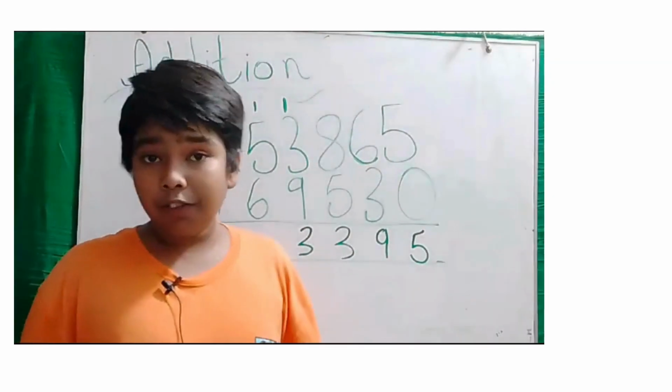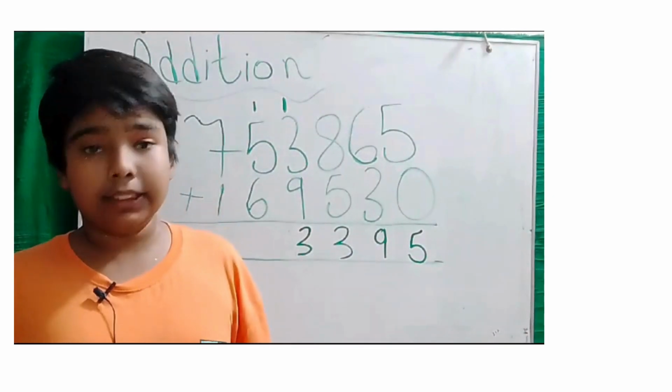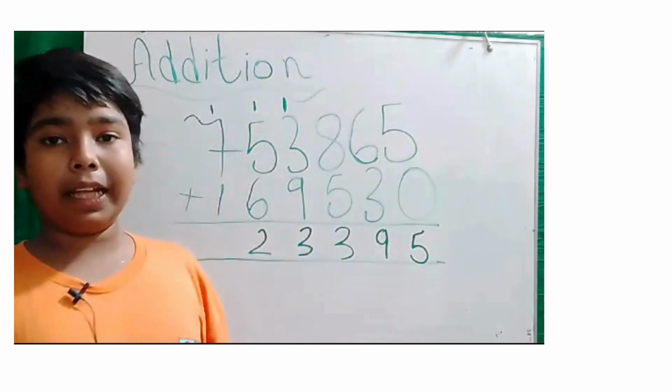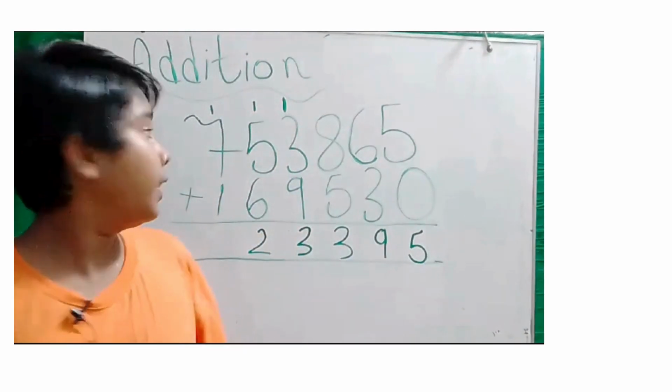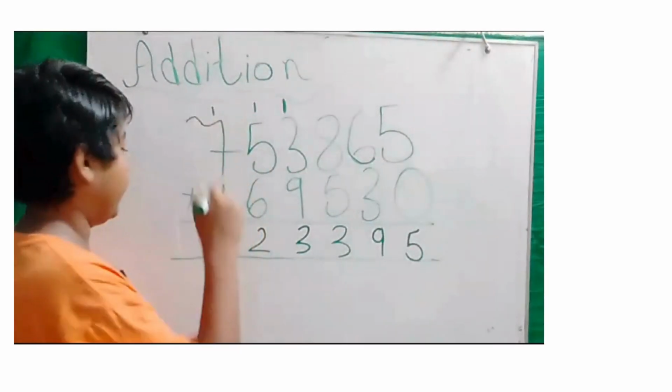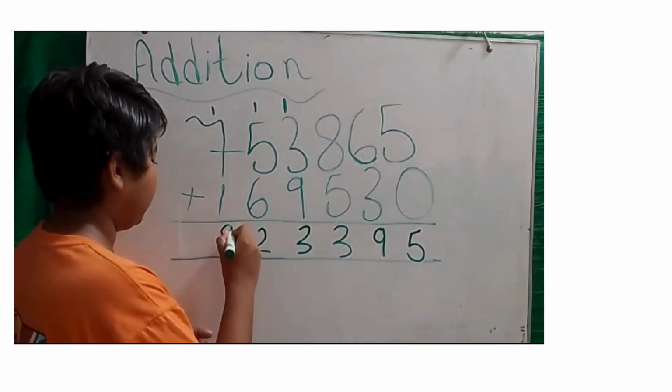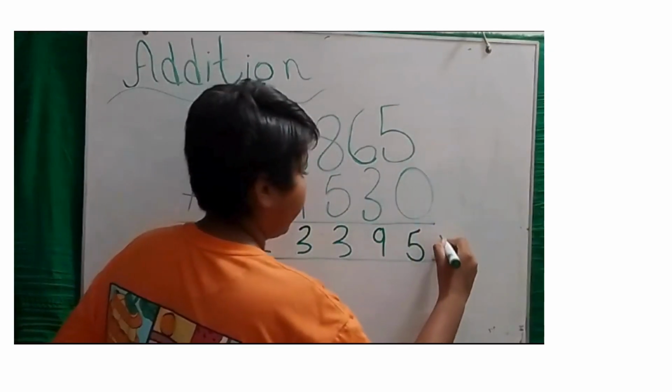And 5 plus 6 is 12. 7 plus 1 is 8. And we will plus this carry 1. It will become 9. And this is our correct answer.